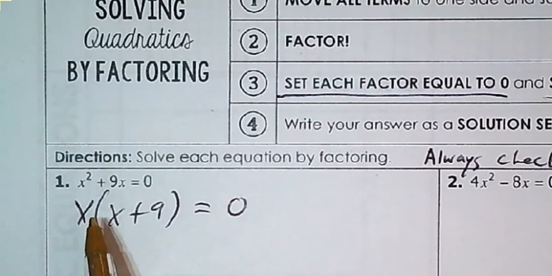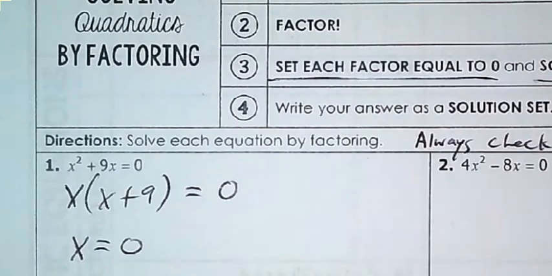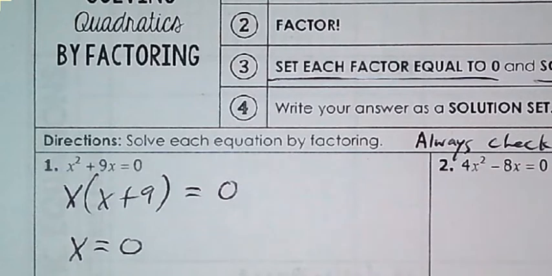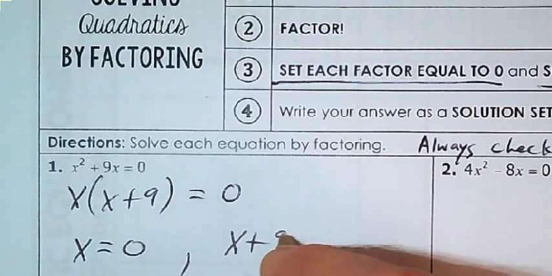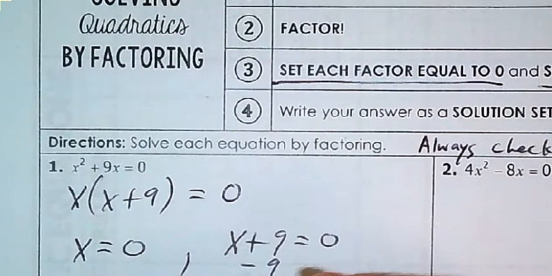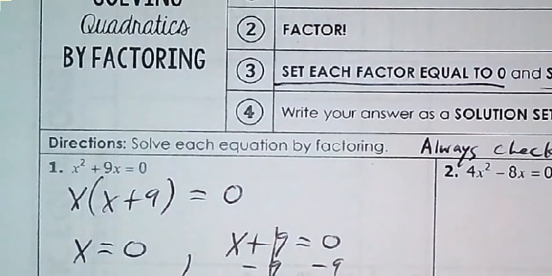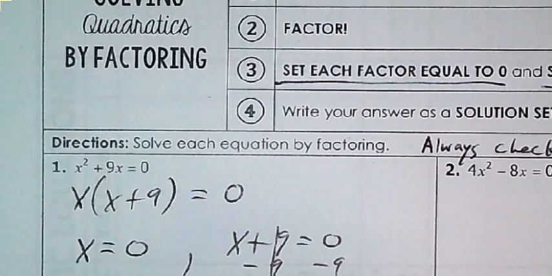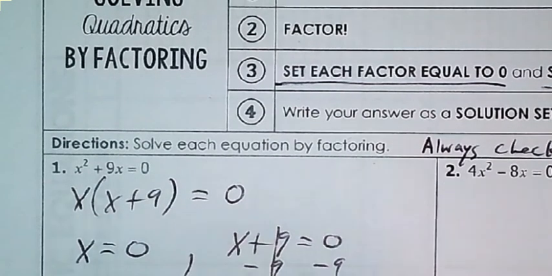So what we do is we set each of these factors equal to 0. So I would say x equals 0. Well, there's nothing else to do right there, is there? And then on the other part, the other factor, I would say x plus 9 equals 0. And then solve. Minus 9, x equals negative 9. So my two solutions are 0 and negative 9. In the form of a solution set, it would be brace 0, comma, negative 9, brace.